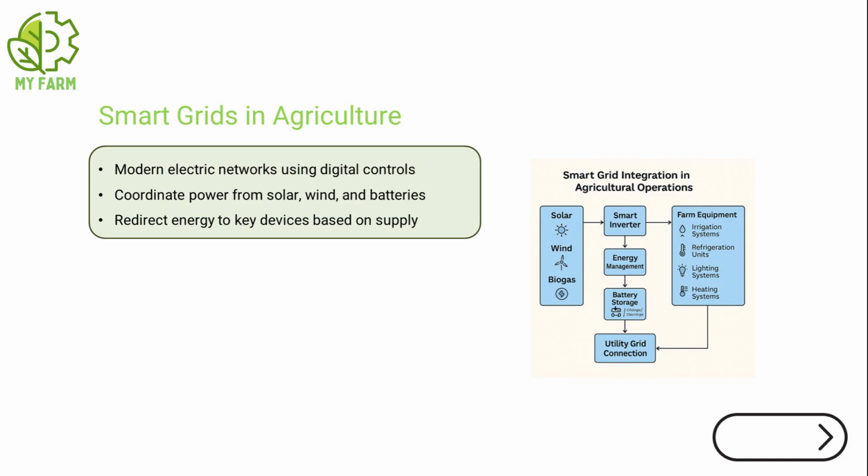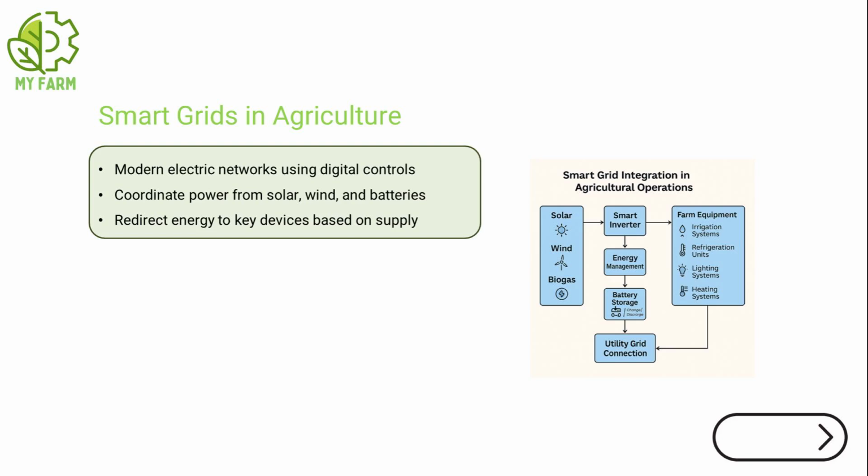For example, irrigation systems can automatically operate during periods of high solar output, while less urgent equipment, such as water heaters or grain dryers, can be delayed until surplus power becomes available. In this way, smart grids help farms make the most of every watt of renewable energy they generate. Another key benefit of smart grids is integration with the national grid.